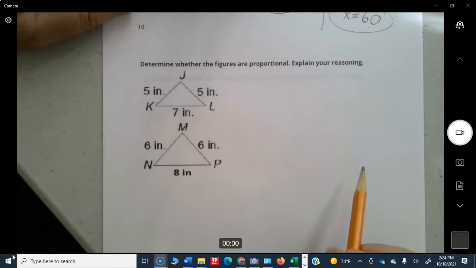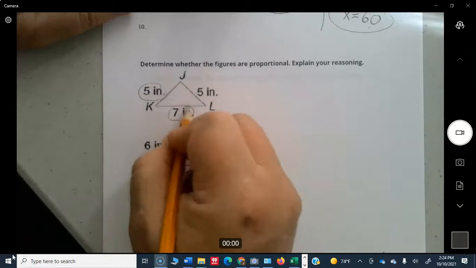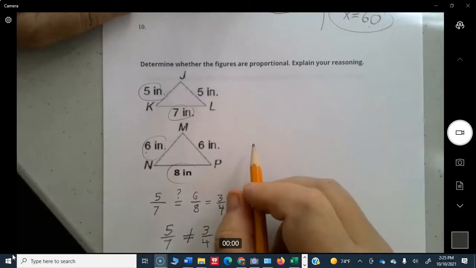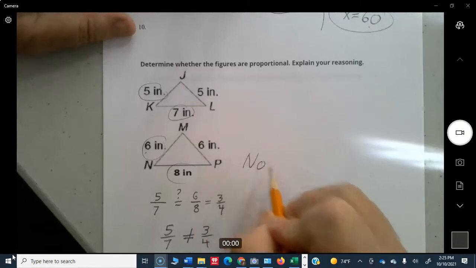So you could pick any two sides, 5/7. I'm picking this side and this side. And that doesn't reduce as a fraction. So we're going to ask, does that equal the corresponding sides, which would be this and this, 6/8. And if you reduce 6/8, you get 3/4. So 5/7 does not equal, that's what that symbol means, does not equal 3/4. So the answer is, they're not proportional, they're not similar. So the answer is no to that one.